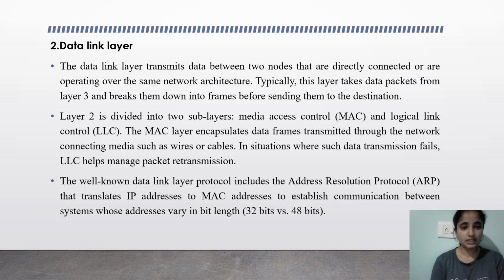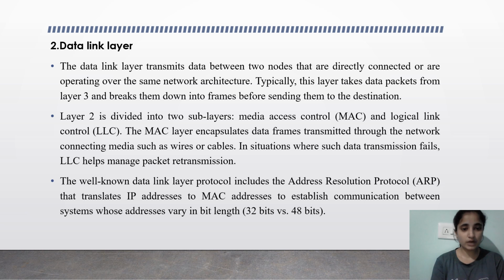Second one is the data link layer. The data link layer transmits the data between two nodes that are directly connected or are operating over the same network architecture. Typically, this layer takes the data packets from layer 3 and breaks them down into frames before sending them to the destination.